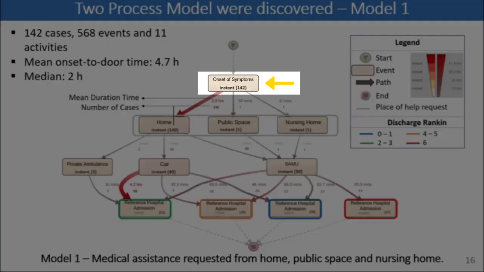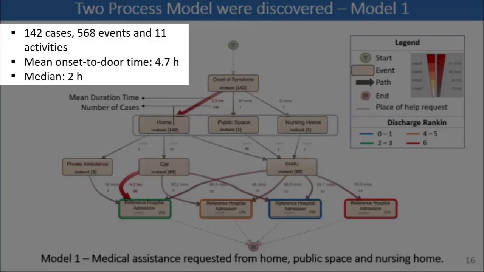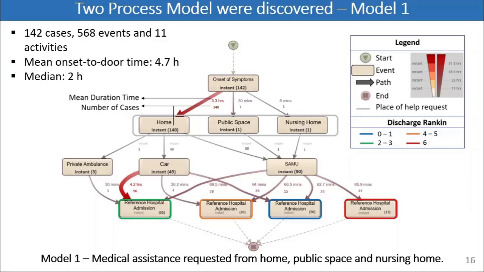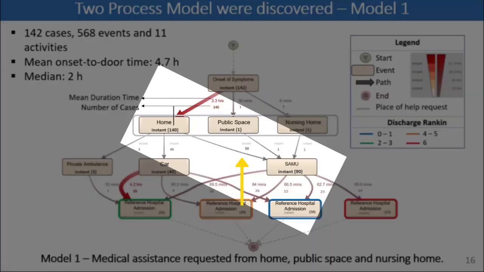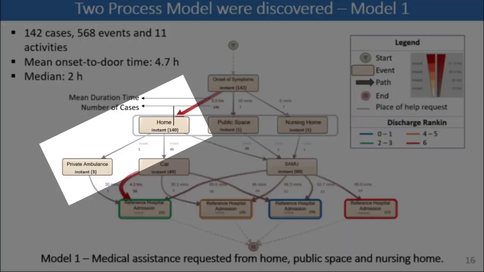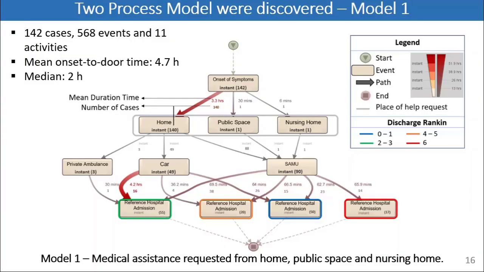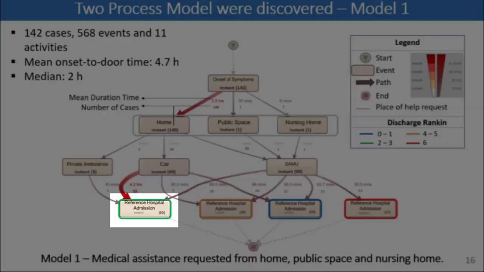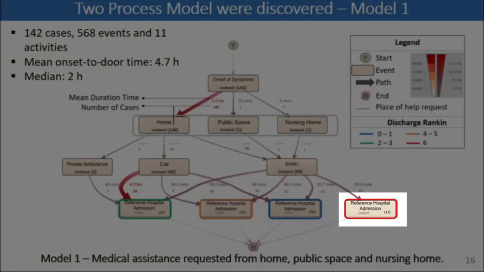In Model 1, 142 cases were analyzed, which generated 568 events distributed into 11 activities. The mean onset-to-door time was 4.7 hours, and the median was 2 hours. Therefore, it is possible to conclude that the mean time between the onset of symptoms and the help request of patients that were at home was 3.3 hours, whereas to get to the stroke reference service, 63% used mobile emergency medical services, 35% used a car, and the minority was transported via private ambulance. It was also analyzed that at discharge, 35% of the patients had a rank of 0 to 1, 39% had a rank of 2 to 3, 14% had a rank of 4 to 5, and 12% died.